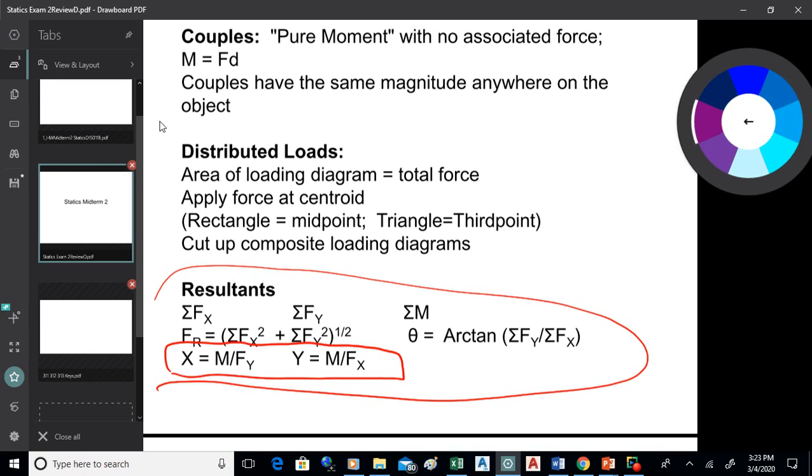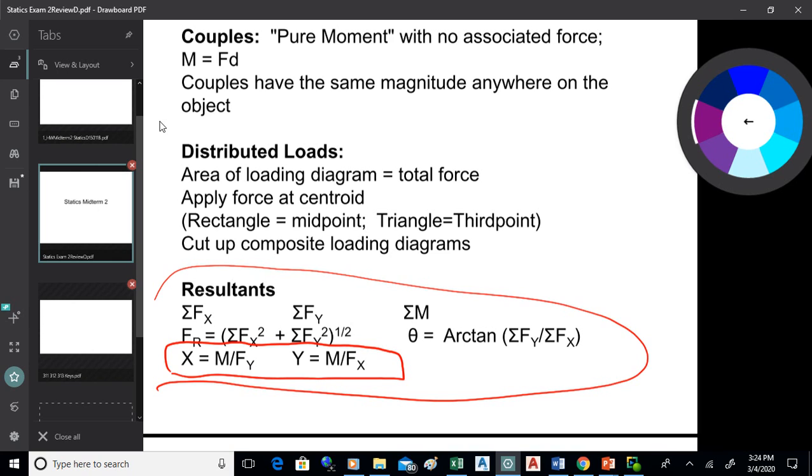There's 3 pages. All right, so that's how you handle couples. And look at the units on them. They've already got the meters in. Okay, that's how you handle couples.